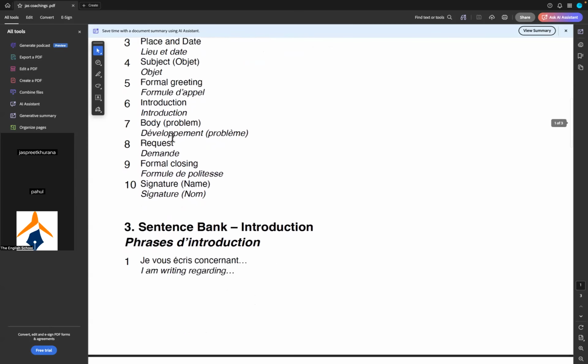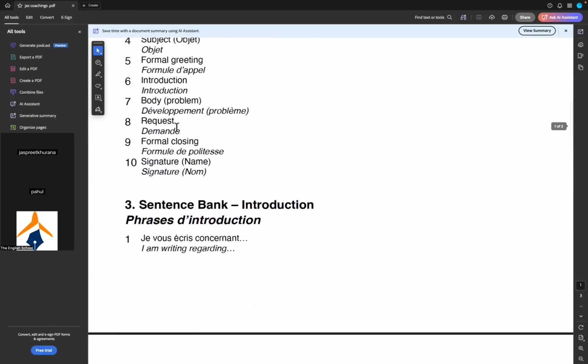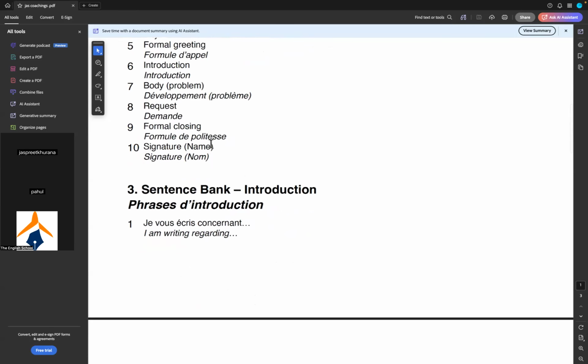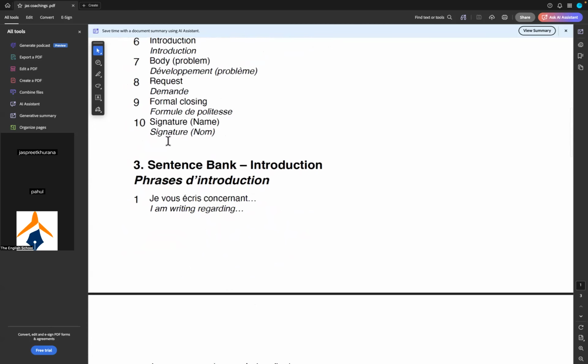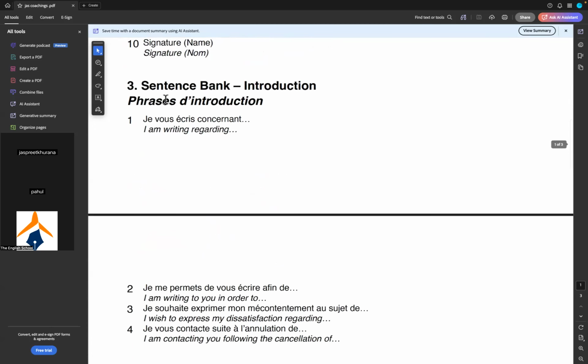Formal greeting is formule d'appel. Introduction. Développement is the body, the problem. Then demande, you're requesting something. Then formule de politesse, which is the formal closing. It should be a polite closing. Signature, your name should be there.